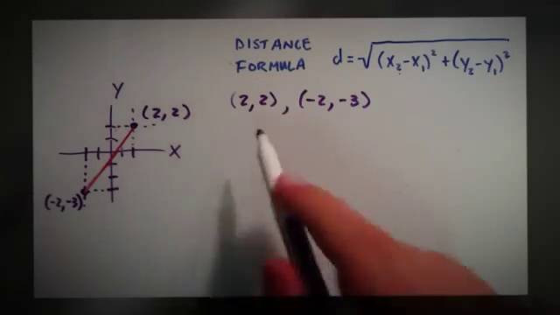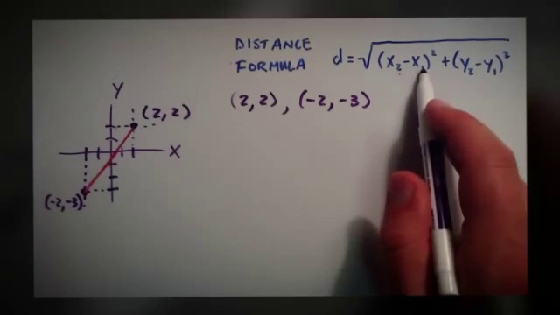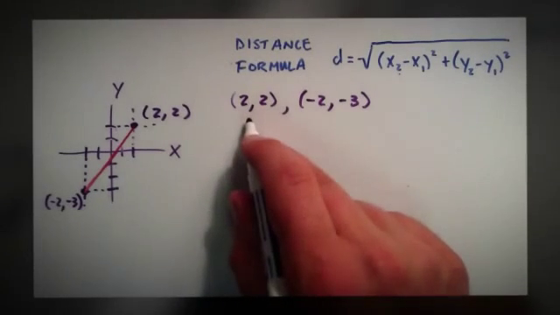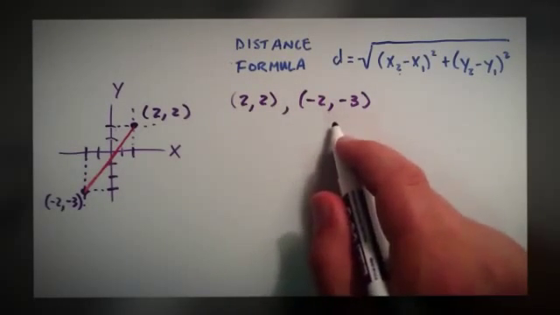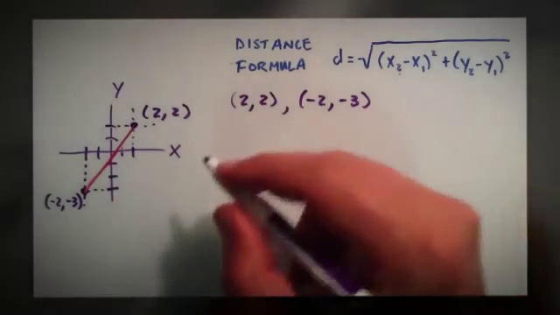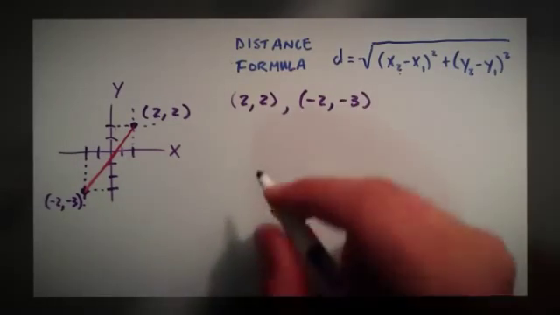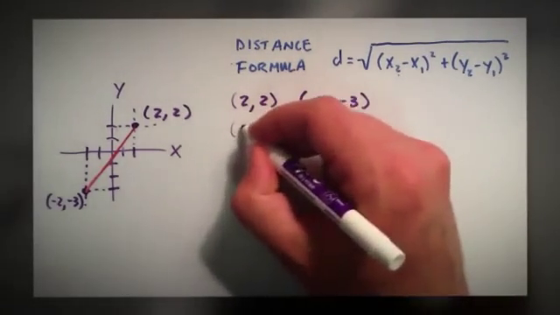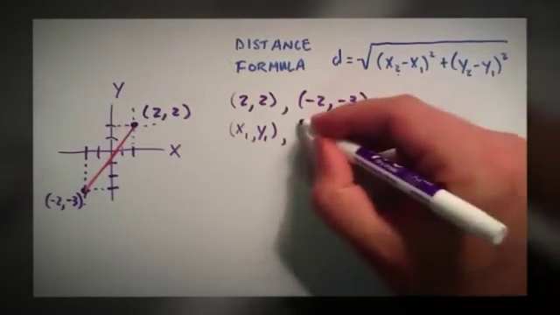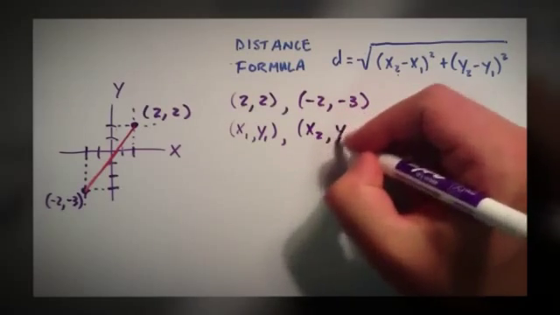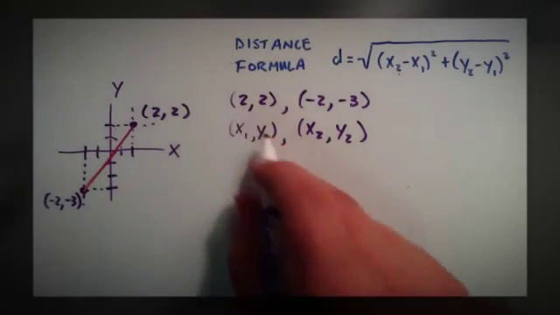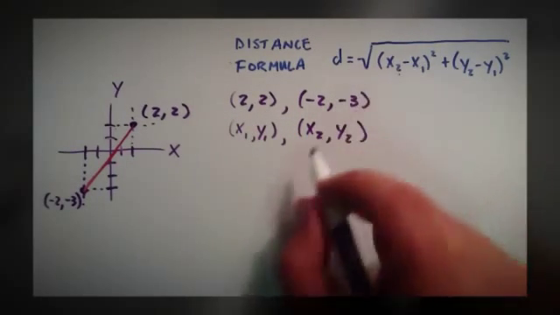Right now we just have some numbers in here. We don't have any x2, x1s, y2s, or y1s. So we're simply going to label one of these points x1, y1, and the other one x2, y2. It doesn't matter which you choose to be which. If you plug them into the distance formula, you'll get the same answer. So we're just going to choose the first one to be x1, y1, and the second point we'll call x2, y2.